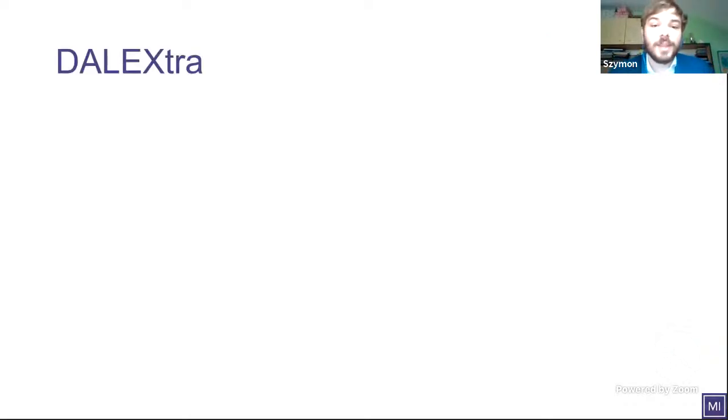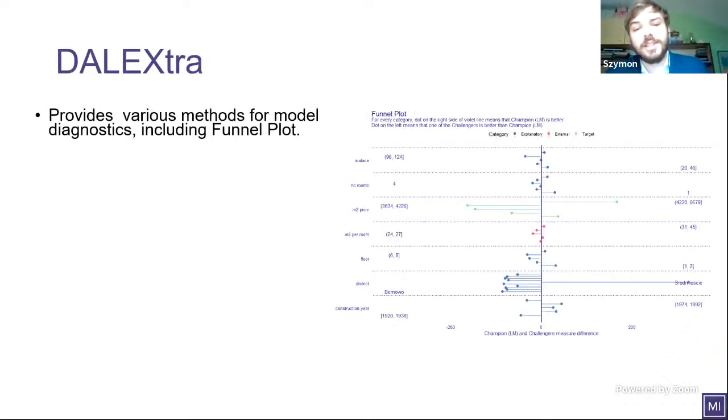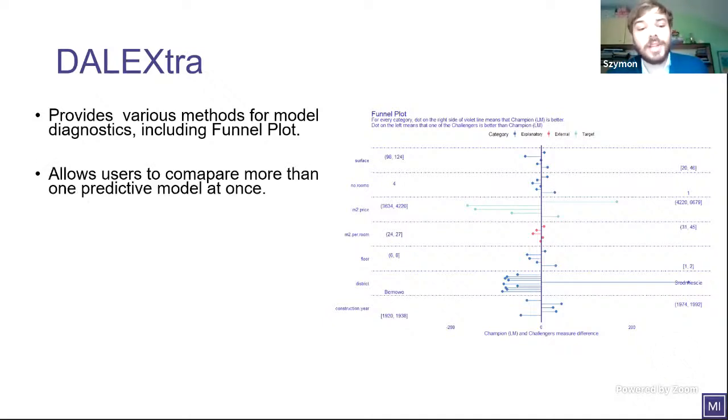To begin with DALEXtra, it's an extension for the DALEX package. Probably most of you are familiar with DALEX, which is a combined tool for XAI in R. And DALEXtra as an extension provides mostly model diagnostics methods, including the funnel plot that can be seen on the right. And this type of plot allows us to detect areas of the domain crucial for model behavior, and by that judge which model is better out of 2. And also DALEXtra provides other methods that help us distinguish the best model for the current application.